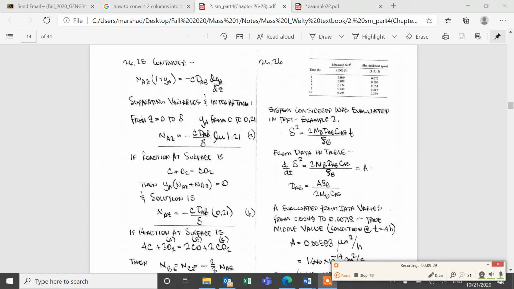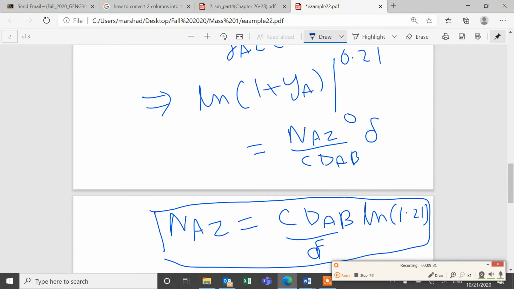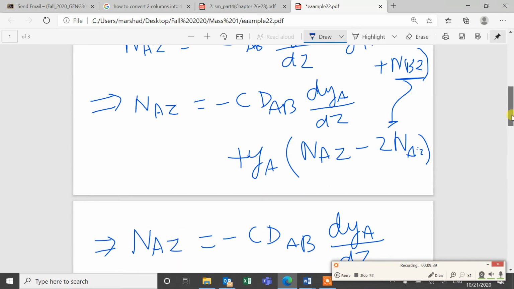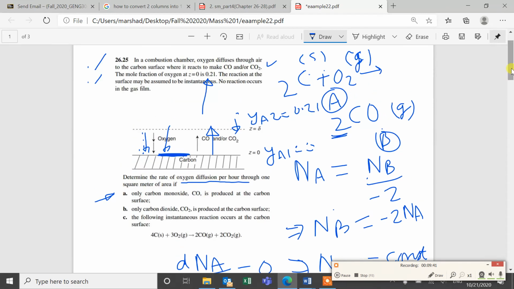And I was missing a negative here, right? So NAz is negative. Why? Oxygen, let's see the direction of diffusion of oxygen. It is diffusing in this direction, and our z is in this direction. So that's why it's negative. If we calculate NA as flux for CO, it will be positive.